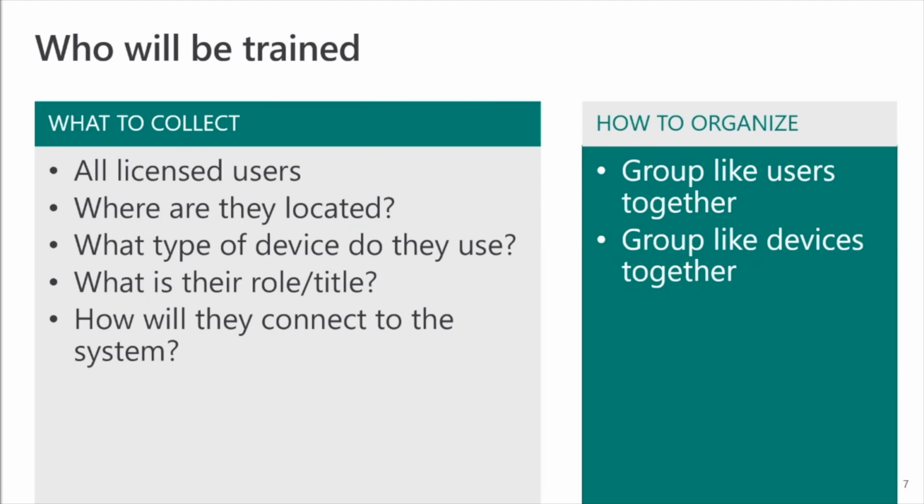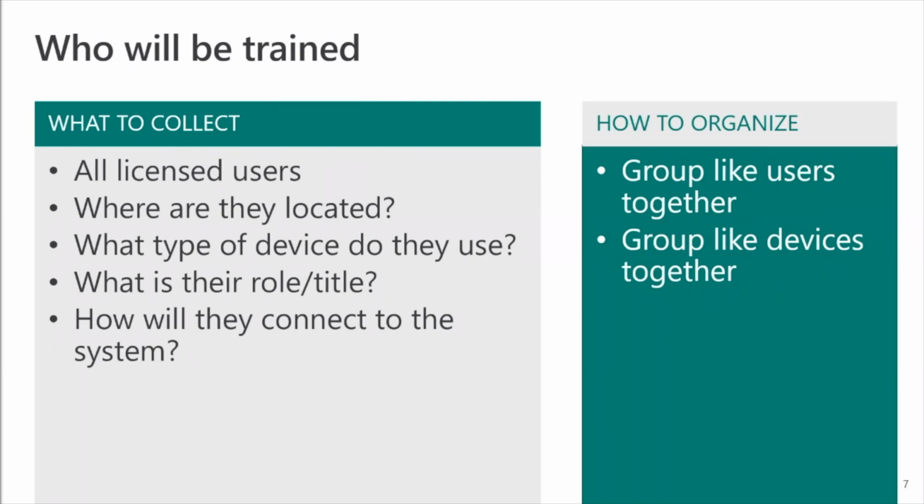When you're gathering the information about the who, you'll want to also make sure that you're gathering information about where they are located. So when you start taking that inventory, make sure that you have a spreadsheet or some mechanism where you can track the person's name, what their location is, what type of device they use as well.